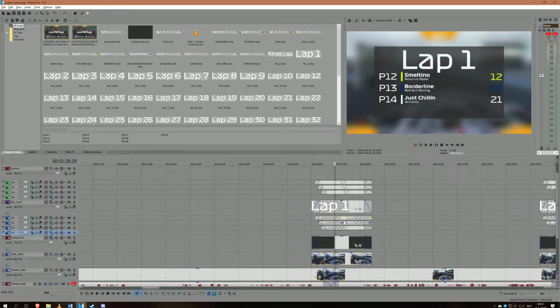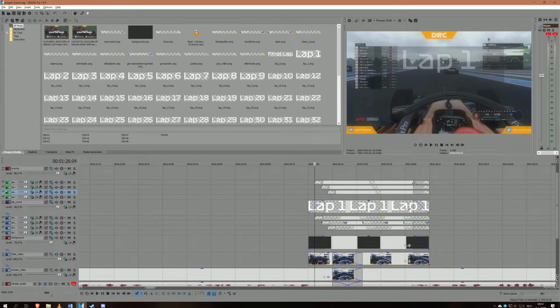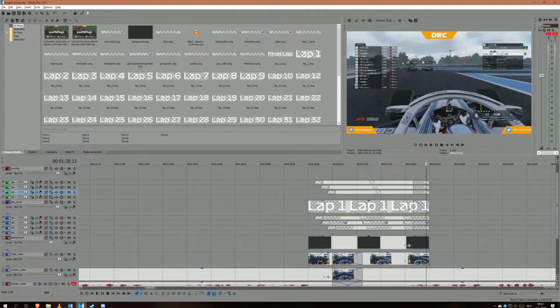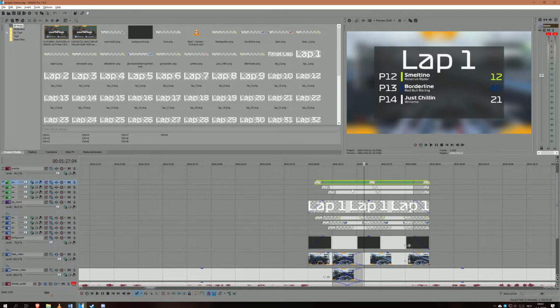We are on lap 1 with Smeltino, Borderline, and Just Chillin for P12, P13, and P14. Well, as you can see, doing all the fade outs, fade ins, and their timing position, background, is such a pain in the ass. It takes me about 4 minutes for each transition, and there's a chance that I messed up somewhere and this one misses a fade out or something because it's hard to see.